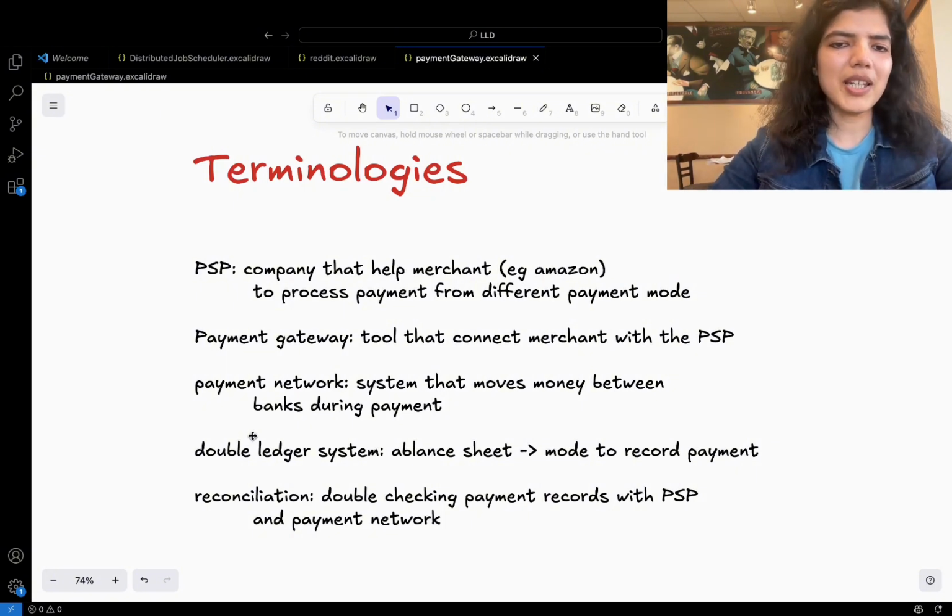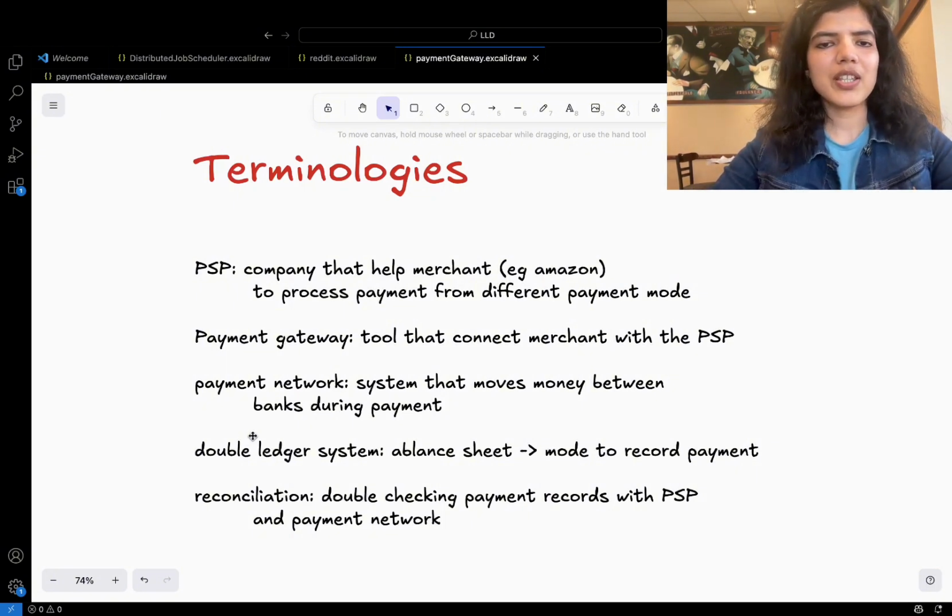The second one is payment gateway. Now, in our today's topic, we are going to do a system design of payment gateway. But what exactly is payment gateway? It's nothing but a tool which connects the merchant with the payment service provider.